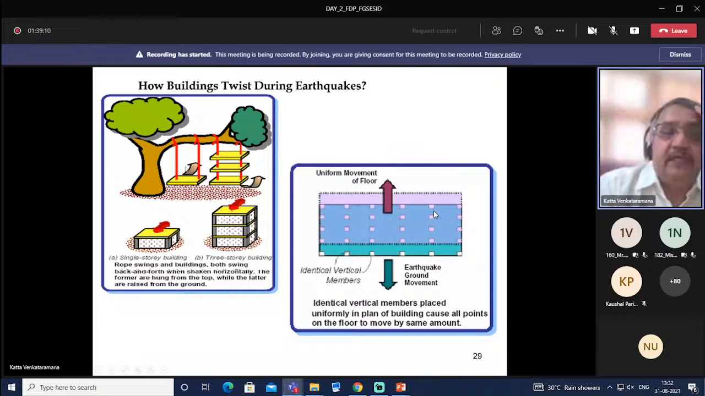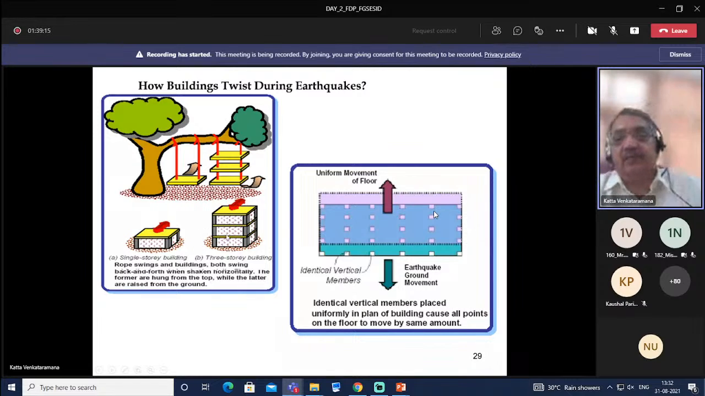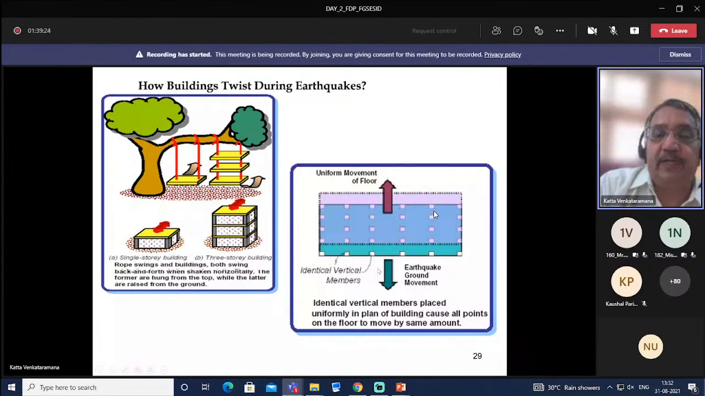If the lengths of these ropes are uniform and if the column heights are uniform, and when subjected to earthquake ground motion, we can expect uniform movement of the floor. Identical vertical members placed uniformly in plan of the building cause all points on the floor to move by the same amount. This is the original plan. Here this is the distorted one. So all columns move uniformly by the same amount.